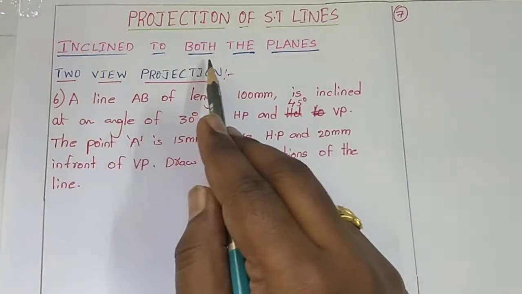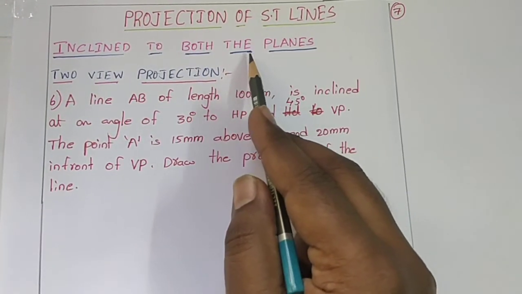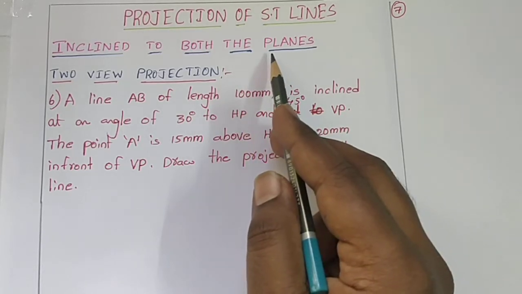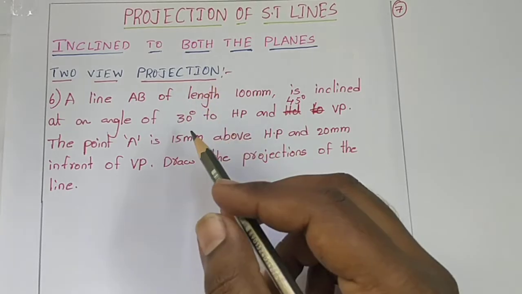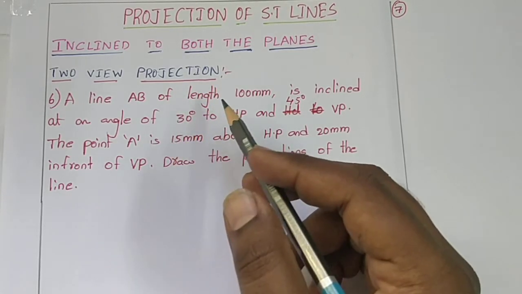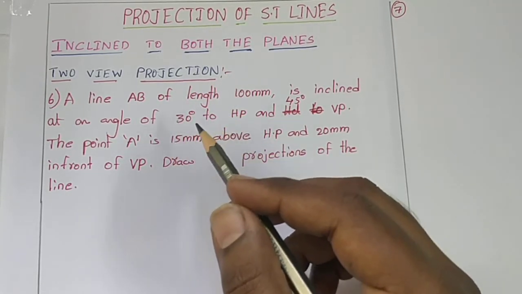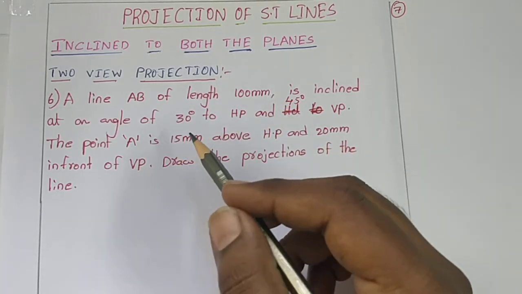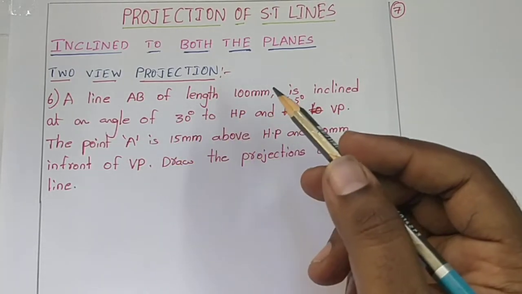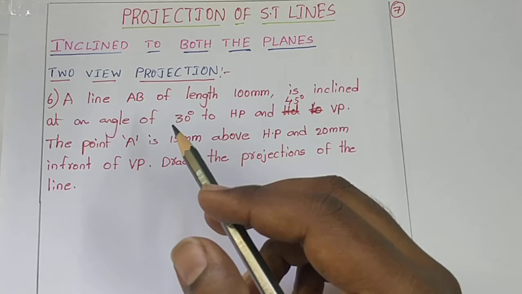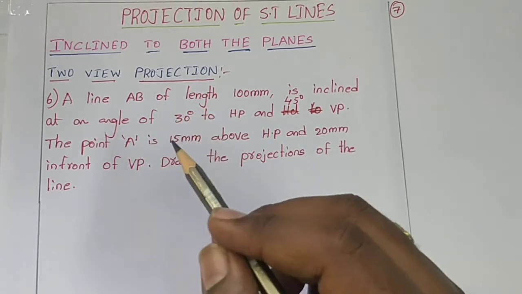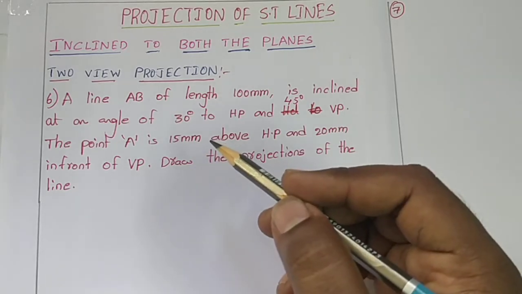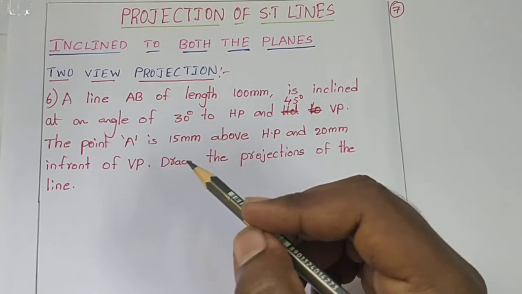Today I am going to explain how to draw the projection of a straight line when it is inclined to both the reference planes. In this I am going to draw the two view projection, that means front view and top view. Three view projections means front view, top view, and next side view. In side view, sometimes they will ask left side view, sometimes right side view, and sometimes both left and right side views. Based on the requirement we will draw the side view.